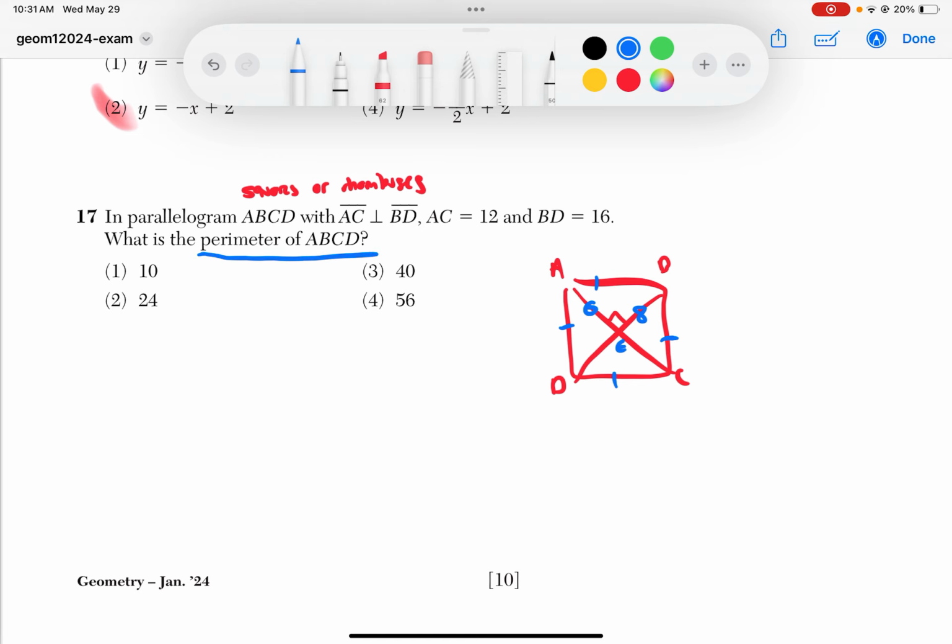Well, the whole idea of finding the perimeter is I need to find out one of its side lengths. Thankfully, I have a right triangle with 2 out of the 3 sides. So I can do Pythagorean: 6 squared plus 8 squared equals something squared. I'm going to skip ahead because I know that this is a Pythagorean triple, and that x is equal to 10. So if this is 10, then that's 10, and that's 10, and that's 10, and they all add up to 40. So it's got to be 3.